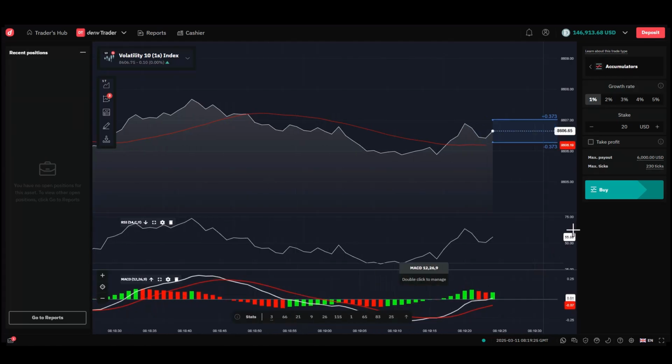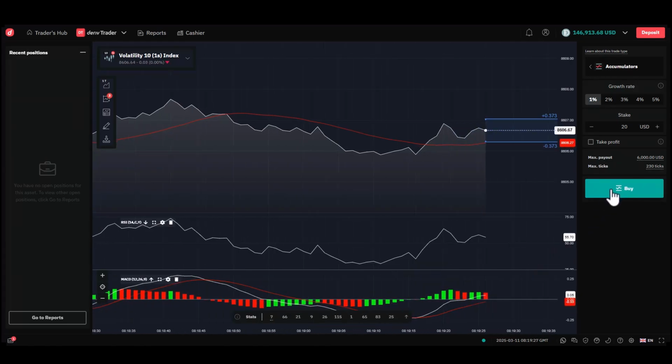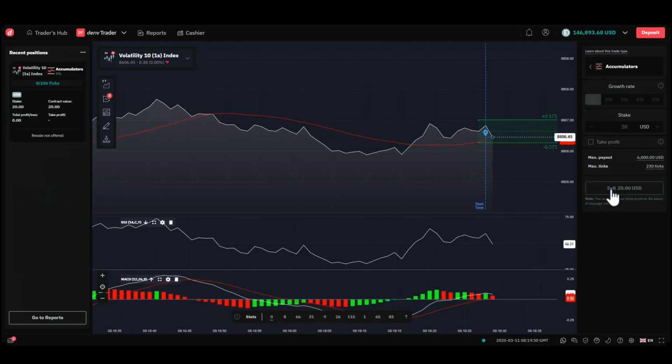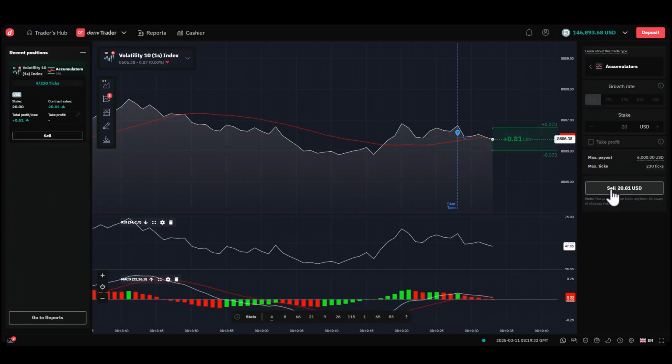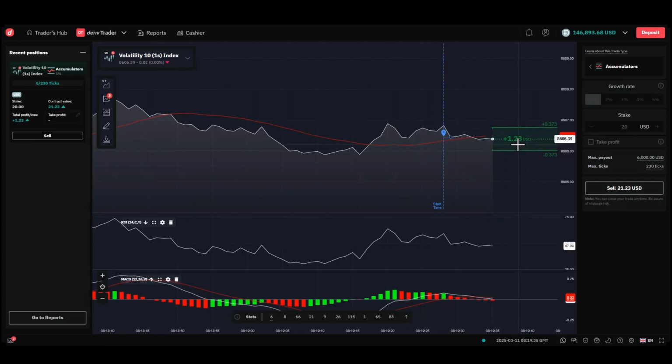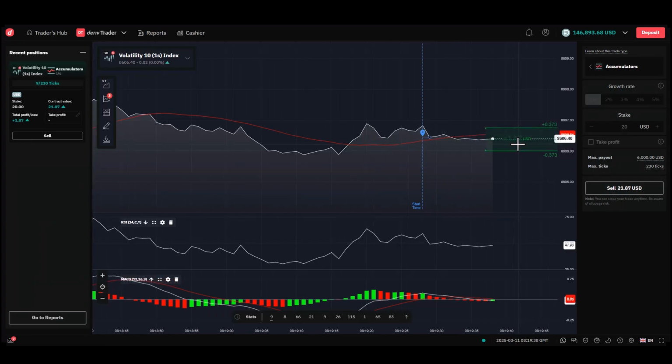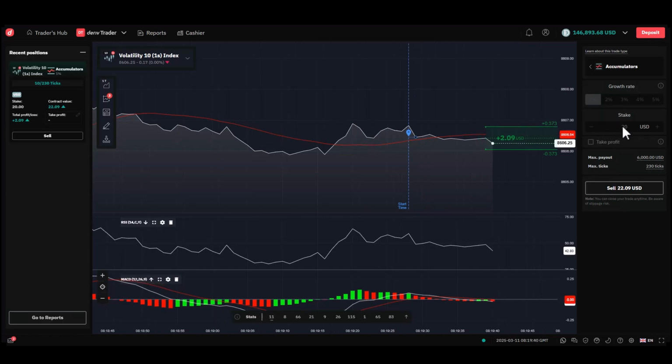In fact, it's just reset now, so I'm going to buy. You can only buy and then you sell, so you don't go the equivalent of going short. And then can you see what's happening with the profits? They're accumulating. Now, I can't lose more than my $20 stake.